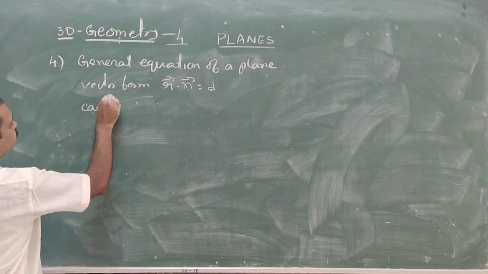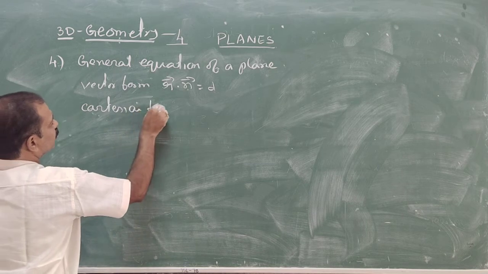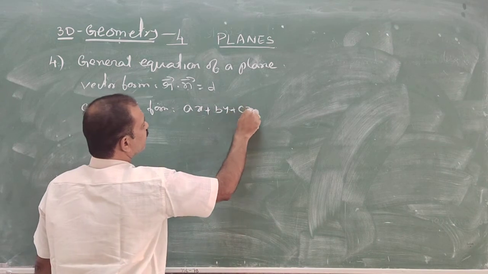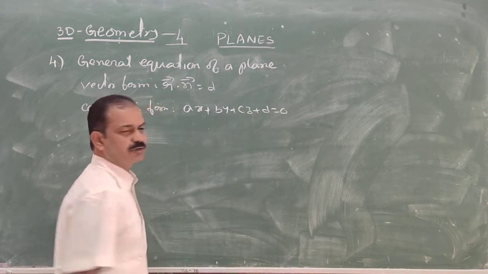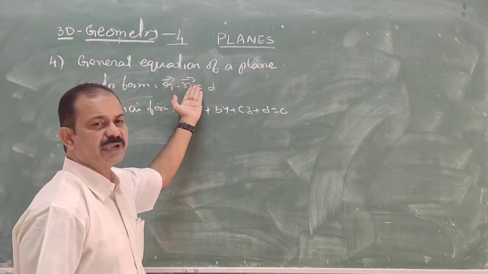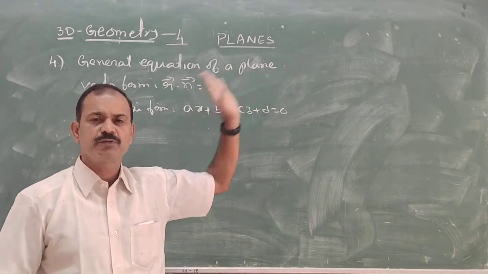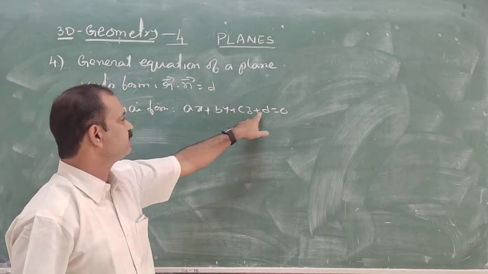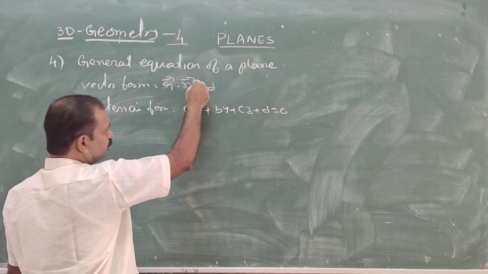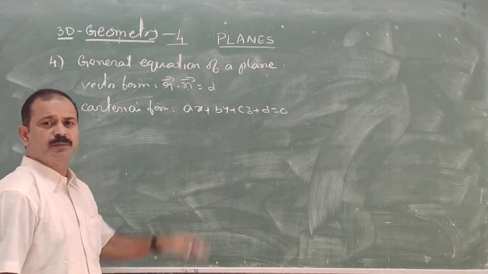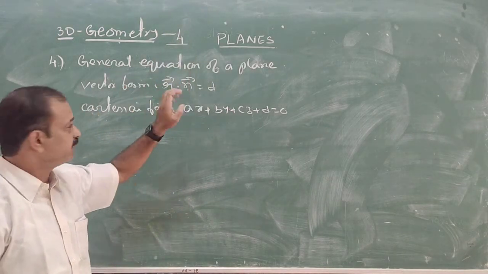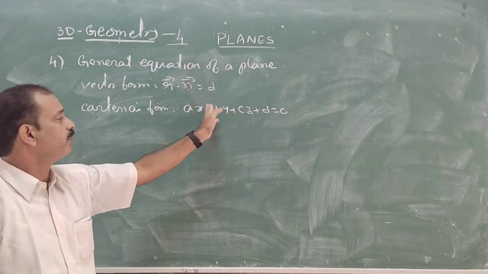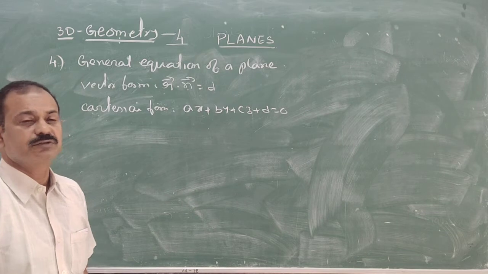Then in Cartesian form, this will be ax plus by plus cz plus d is equal to 0. d is a constant. If it comes as minus d, or you can take it as plus d, it won't make any difference for us because it is just a constant. But let me follow the standard format, that is R dot n is equal to d, and in Cartesian form ax plus by plus cz plus d is equal to 0.